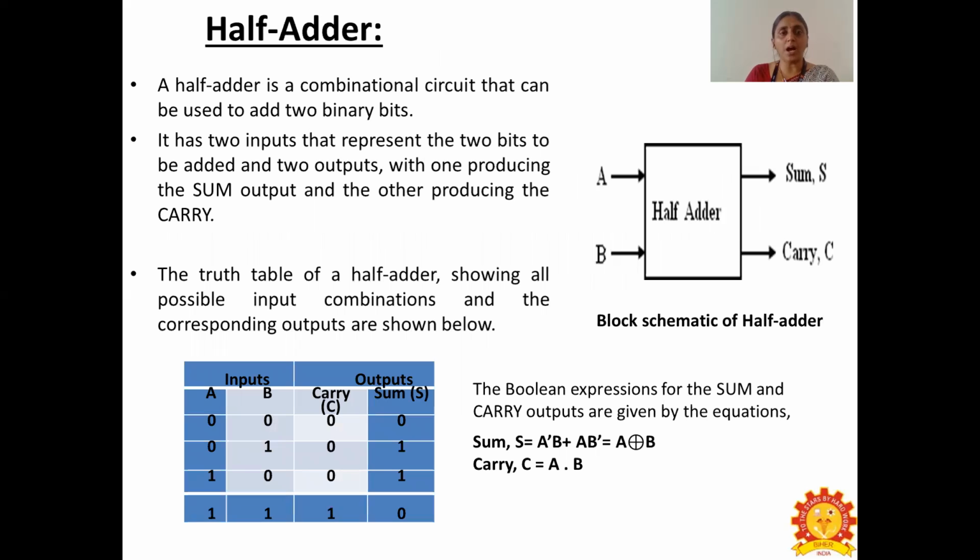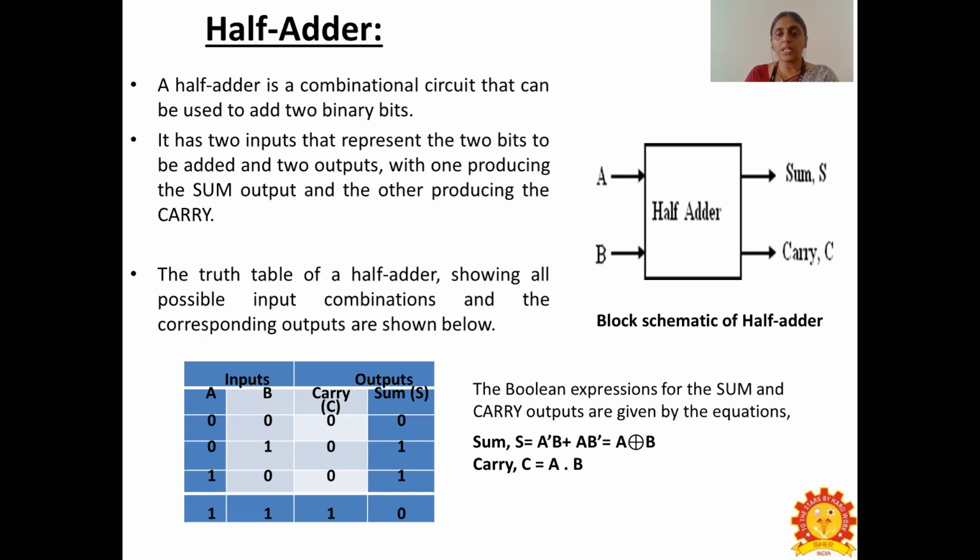Now we will see the half adder circuit. A half adder is a combinational circuit that can be used to add two binary bits. It has two inputs that represent the two bits to be added and two outputs, one producing the sum output and the other the carry output. So this half adder involves two bits of input and two bits as outputs. The sum output is the addition result, and the carry output produces the carry of the addition.